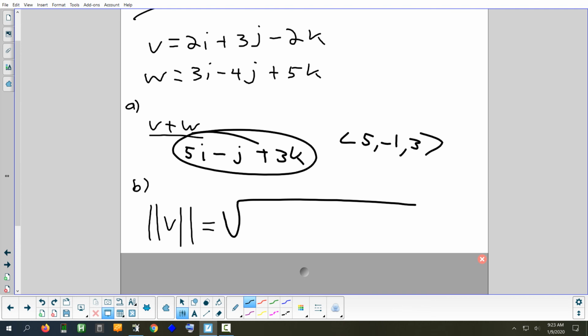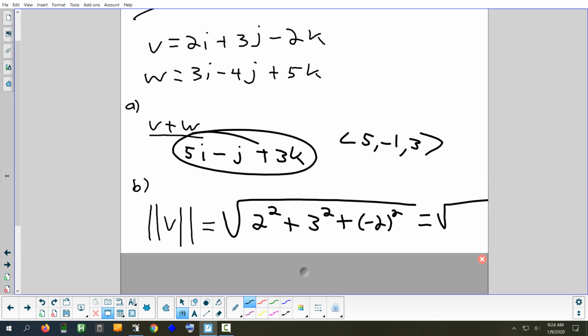And now it's each component squared, all added up. So Grace, what's my x-axis component for vector v? 2. Not v plus w, just v. 2 squared. Plus, Isaiah, what's the y component? 3 squared. And Stephen, what about the z component? -2. And what do we do with it? Square it.